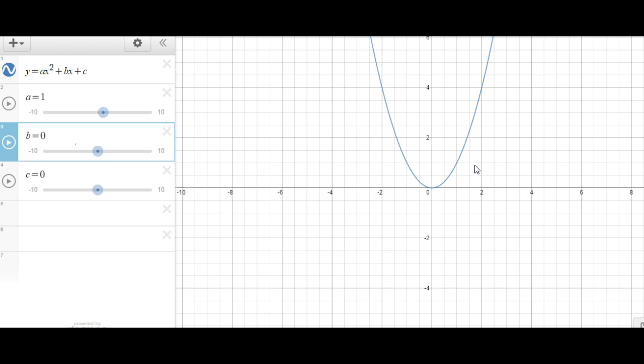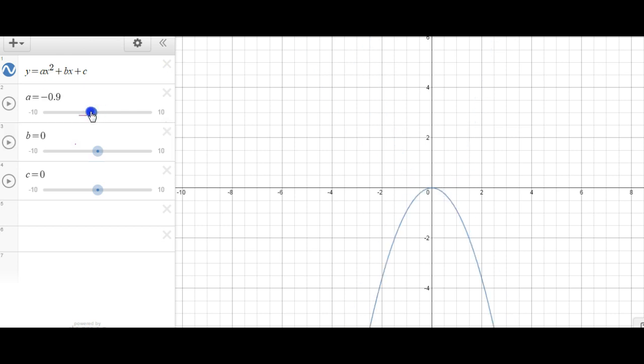What's its end behavior? The end behavior of this guy. Quadrant 2 to quadrant 1. What's its end behavior? 3 to 4. So if it opens up, it's quadrant 2 to quadrant 1. And notice this just changes the shape, right? It makes it narrow, it's a vertical stretch. But when a changes to negative, then it reflects in the x-axis and it opens down.